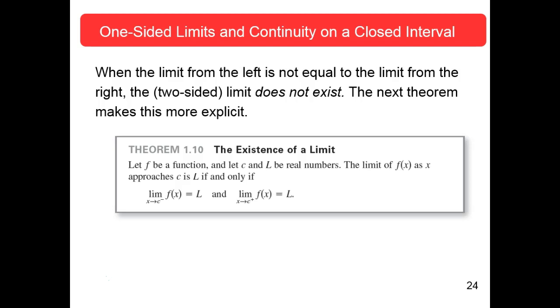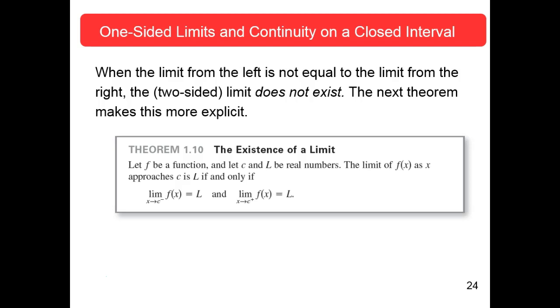When the limit from the left is not equal to the limit from the right, the two-sided limit does not exist, ever. So that step function doesn't exist at any integral value, but does exist at any non-integral value. The next theorem makes this more explicit, the existence of the limit.